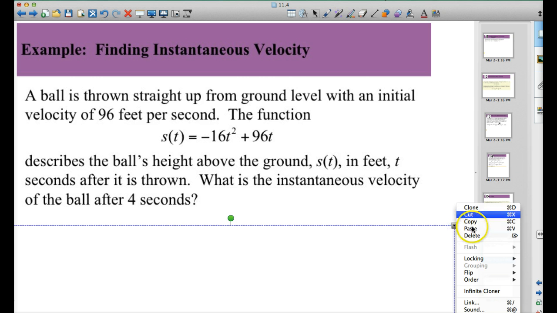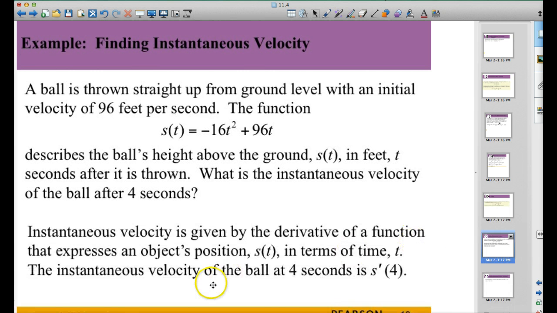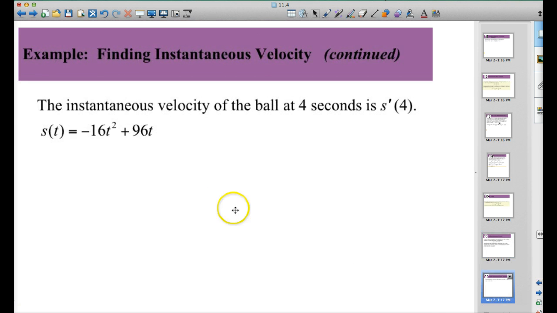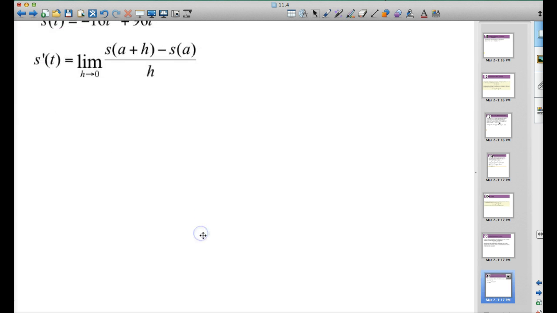So the instantaneous velocity of the ball at 4 seconds is s prime of 4. So it's a derivative at 4. So we've got a little work to do. So what we need to do is take the derivative and plug in 4.